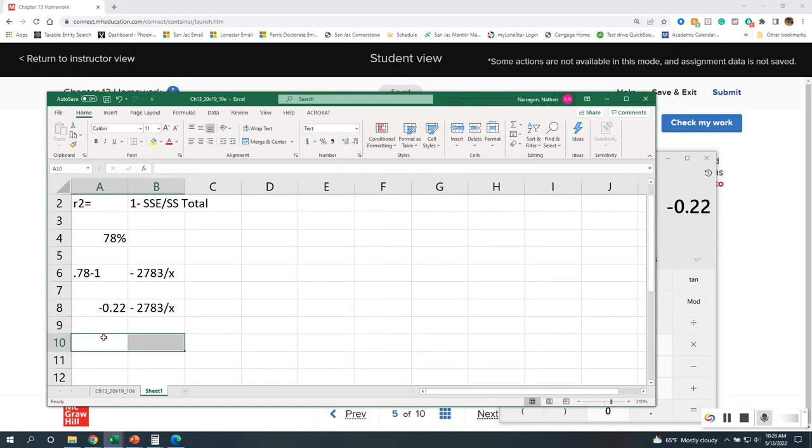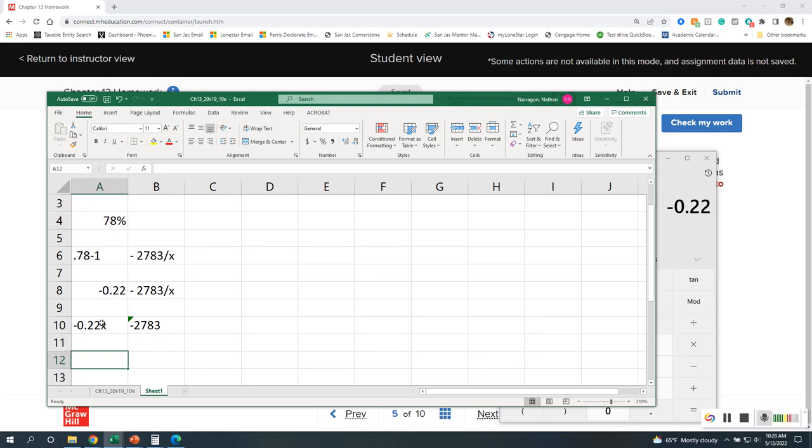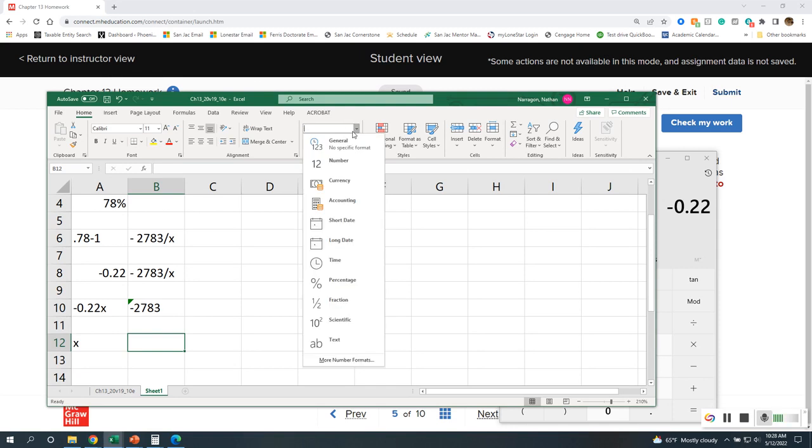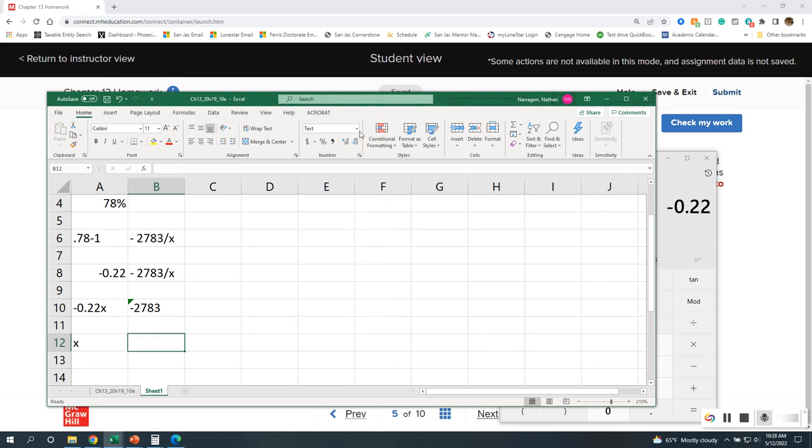Make this both text so it doesn't do that. Negative 0.22 X because we multiplied, leaving us with negative 2783 over here. Now, because X has moved over, we have to divide. So X will stay here. I'm going to make sure this is text so y'all can see. So we have negative 2783 now divided by 0.22, which is negative as well.